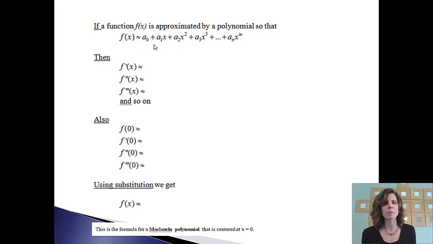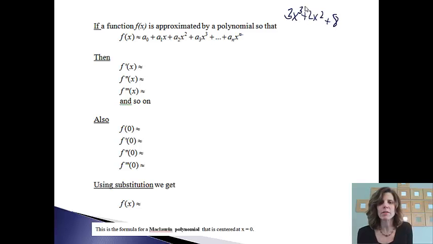If you remember, a polynomial is just terms added that each have x's, so this is x plus x squared plus x cubed all the way up to x to the n. As an example, a polynomial would be like 3x cubed plus 2x squared plus 8. That is a polynomial. So that's what we're going to be trying to do for different functions, is write a polynomial that would be very similar to the function in question.